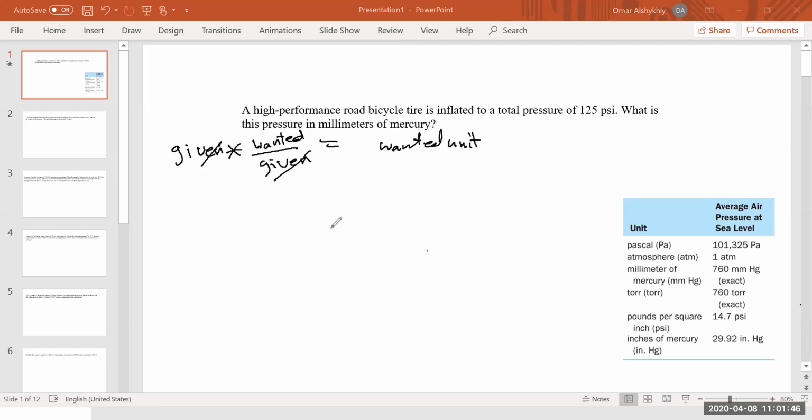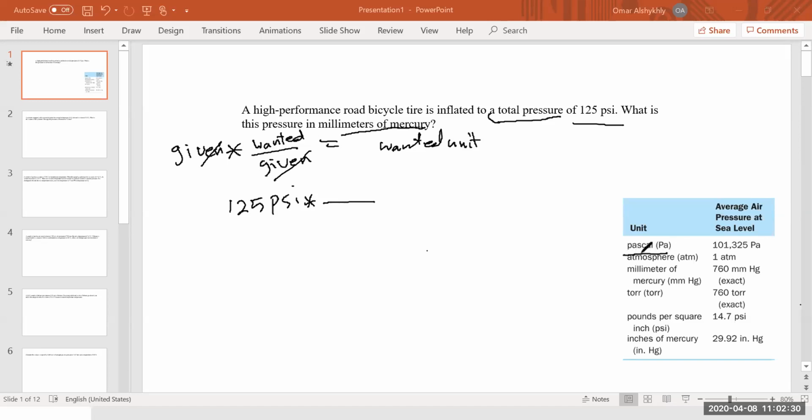A high-performance road bicycle tire is inflated to a total pressure of 125 psi. What is the pressure in millimeter of mercury? So you will start with 125 psi times what? So look at here, guys. This gives you the unit of the pressure at sea level, atmospheric pressure.